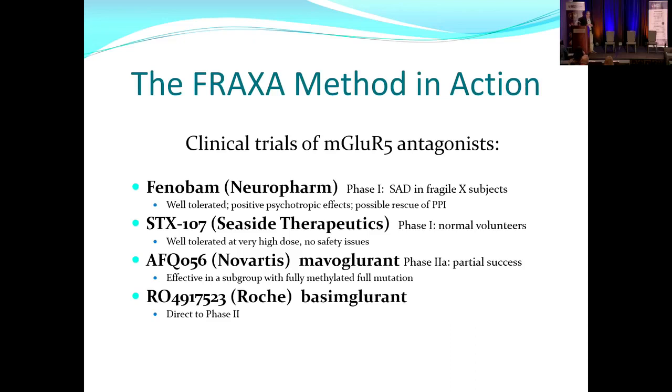We finally made the contacts and started doing the studies. First company out of the gate was a small company called Neuropharm that picked up an older drug that had never quite made it to market, but turned out to be an mGluR5 antagonist. But they unfortunately went out of business because their lead compound failed. Same thing with Seaside Therapeutics. They licensed a Merck compound that was a little bit more advanced drug. Their lead compound failed and they went out of business.